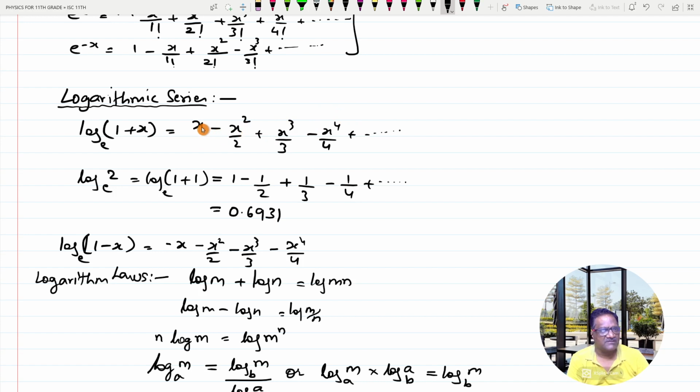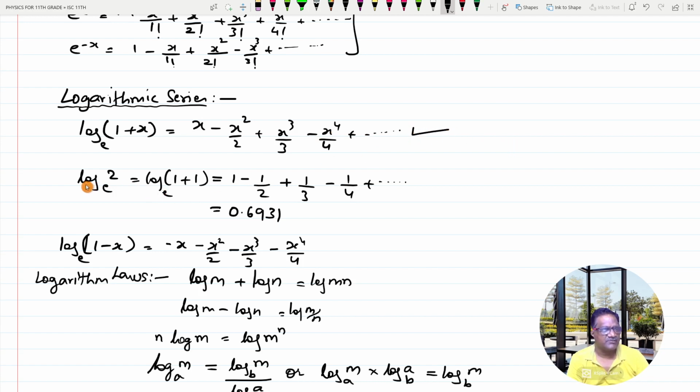So what you have to do is you have to first start with x. So x minus x square upon 2 plus x cube upon 3 minus x raised to 4 upon 4, that way. Okay, so minus plus minus is going to alternately change, and you'll get x, then x square upon 2, then x cube upon 3, x raised to 4 upon 4. This is known as a logarithmic series.